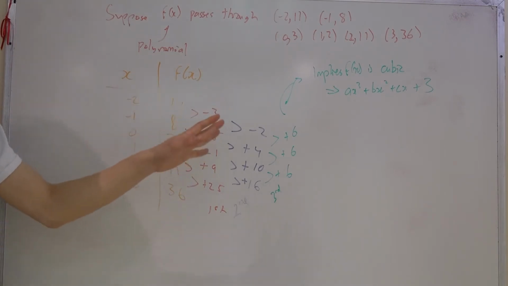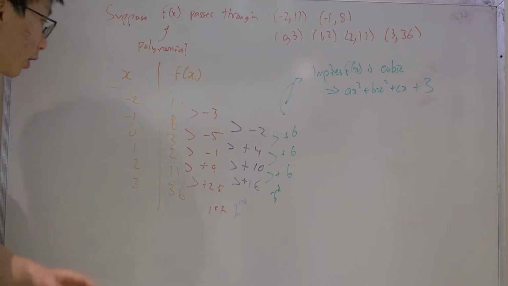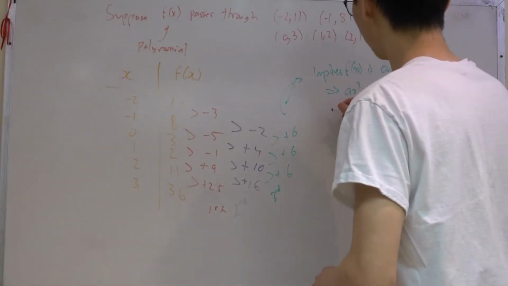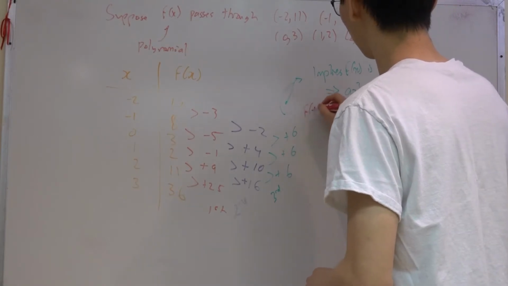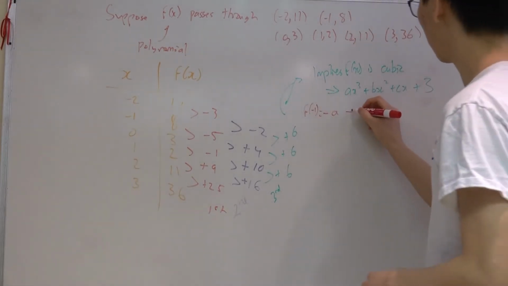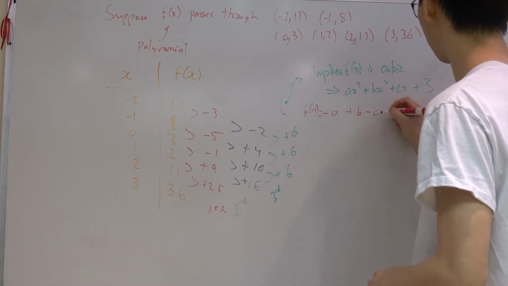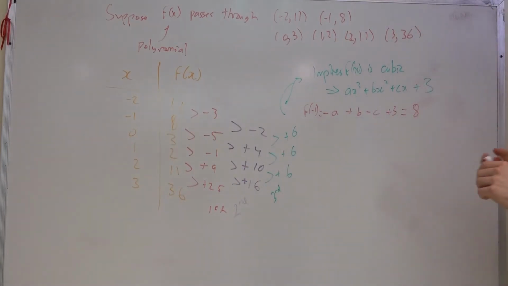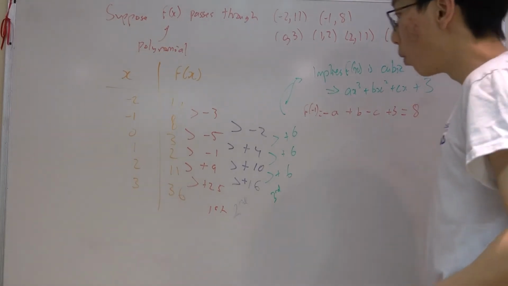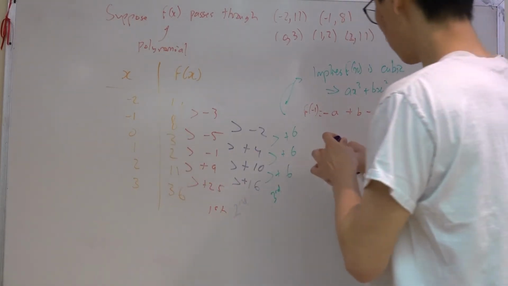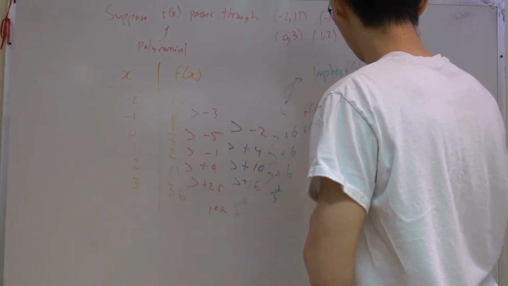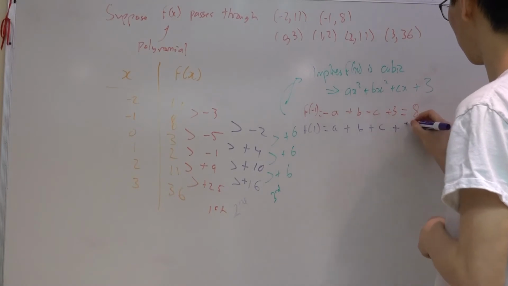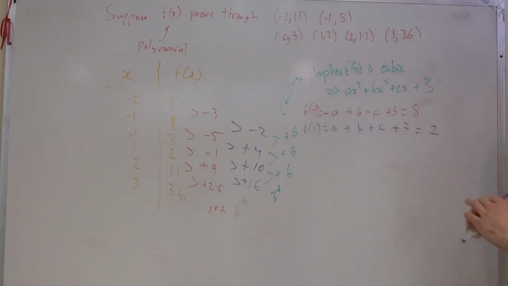I'm going to do it on the side here, but I want you to try and do it on your own. Pause the video. Okay. So for -1, what do we have? We have -a, so f of -1 equals -a plus b minus c plus 3, and we have that it's equal to 8. Then we can try 1, so f of 1, and that's a plus b plus c plus 3 equals 2.